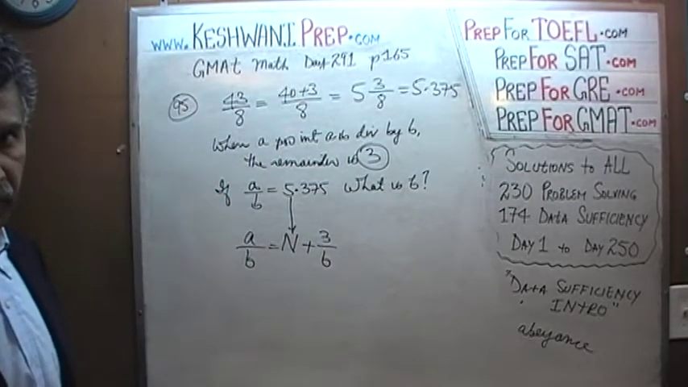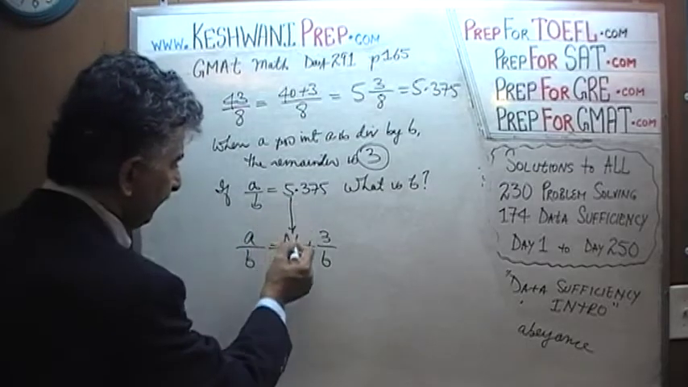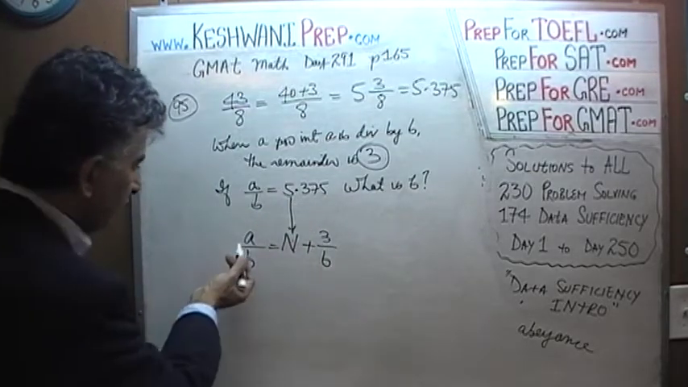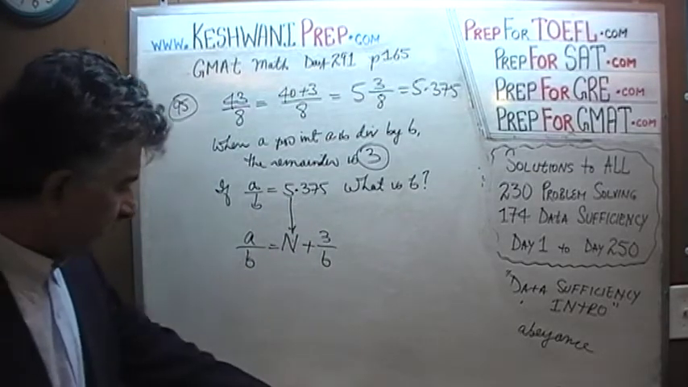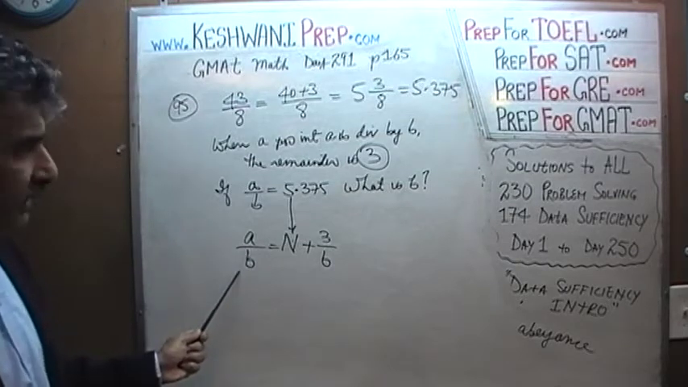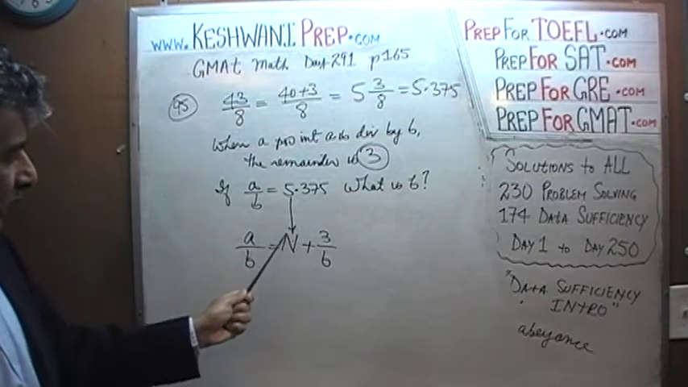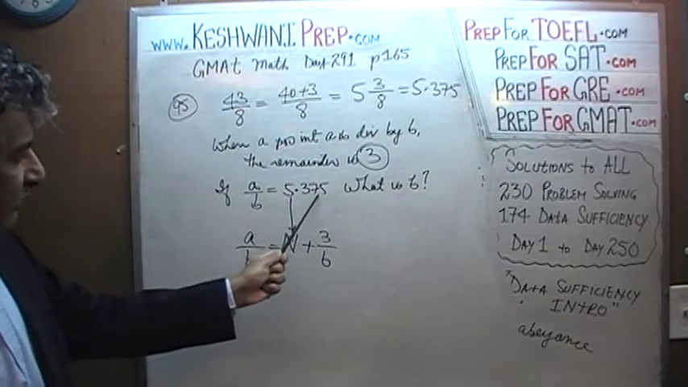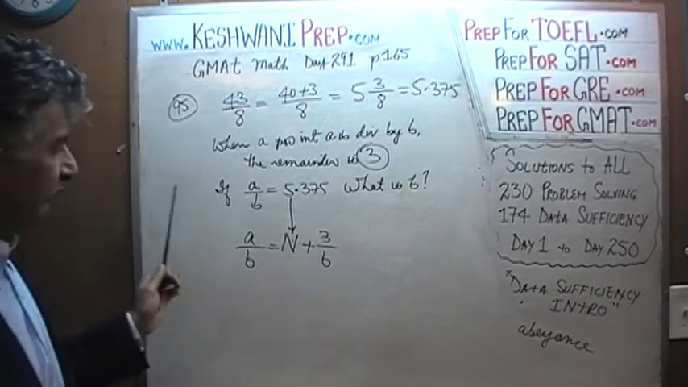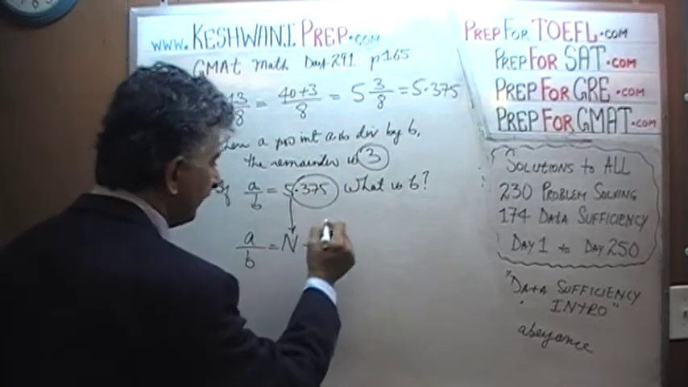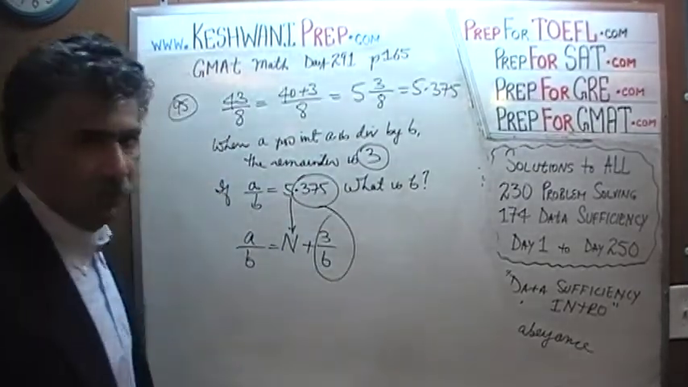Are you with me so far? This 5 part, n is 5. So when we divide, we are told that we have a fraction here, a over b. When we divide it, we are told that the remainder is 3, and it equals 5.375. So our n is 5, and 0.375 must represent 3 over b. This part right here, 0.375, must represent 3 over b.